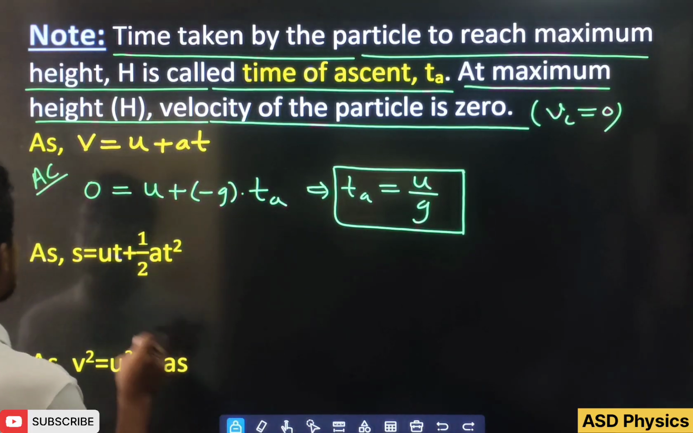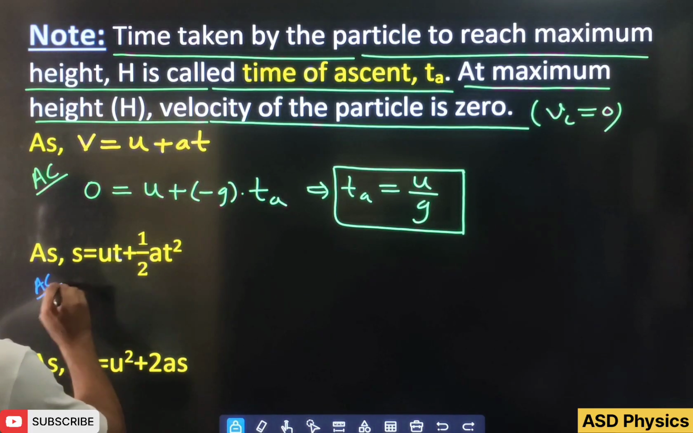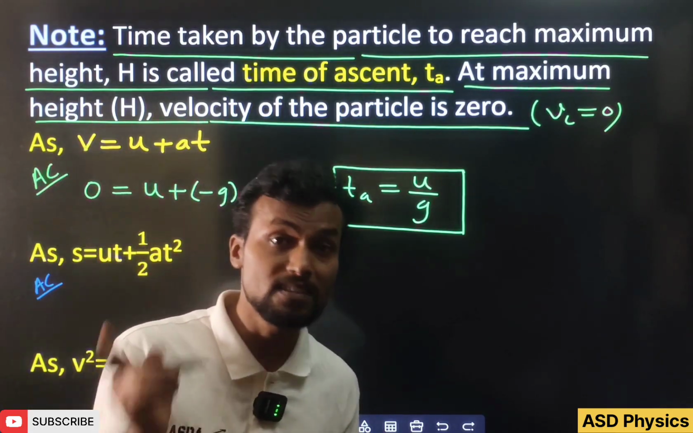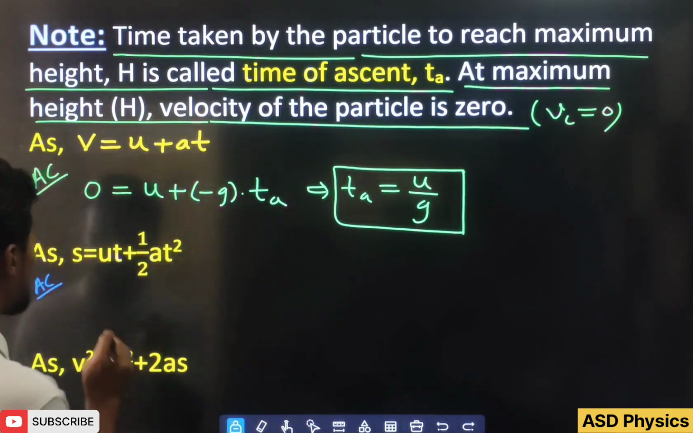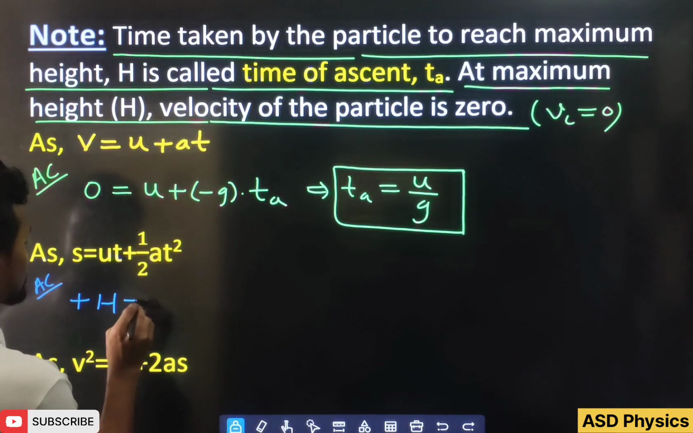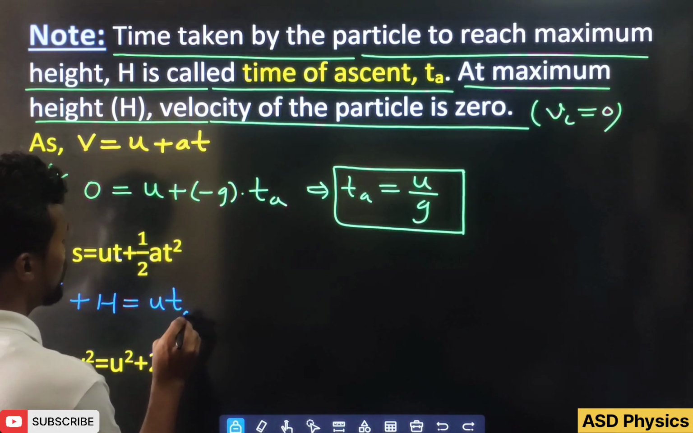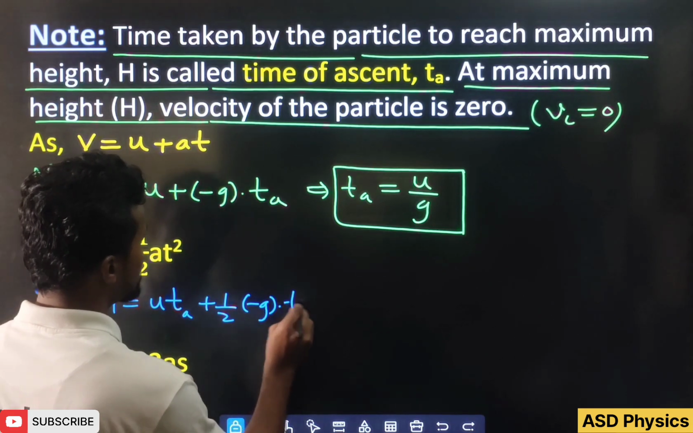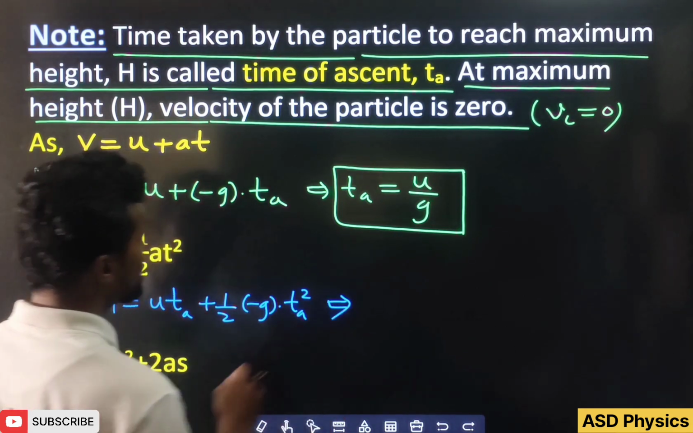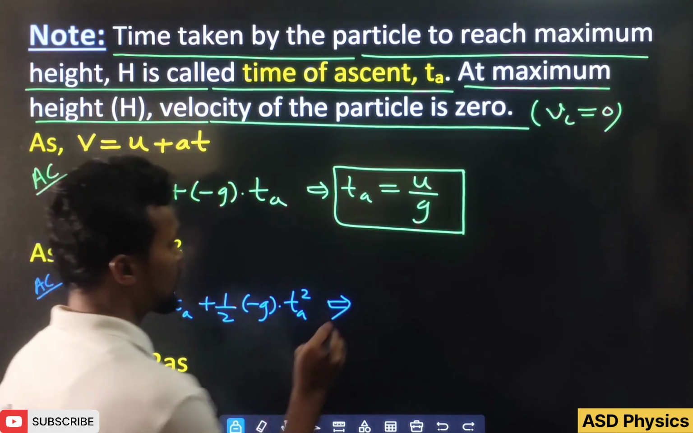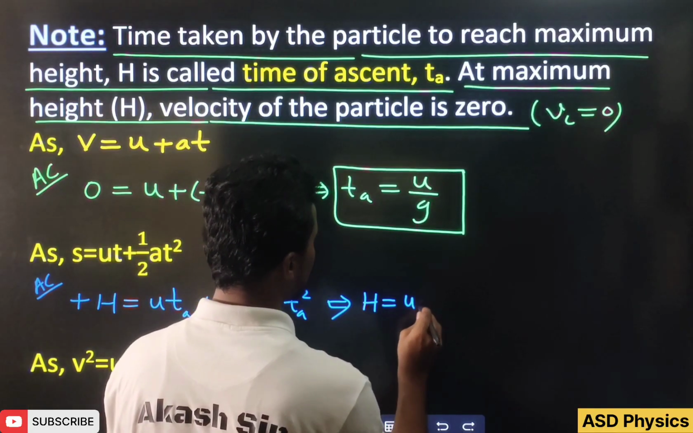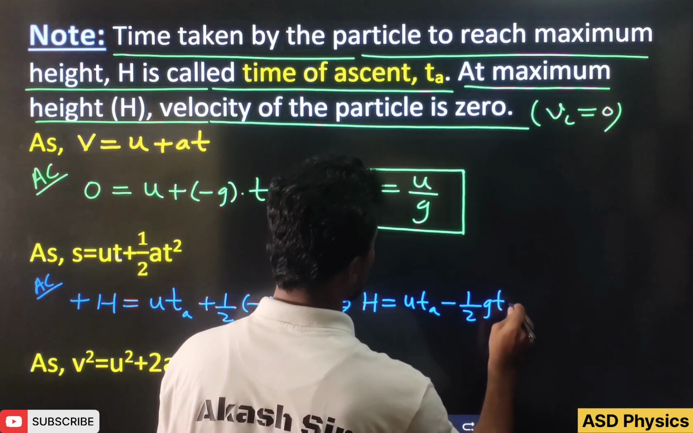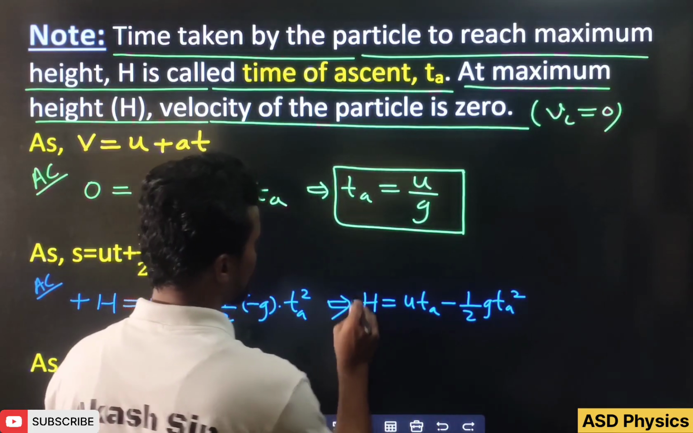After that, remember, the second thing: if I use the equation from A to C, in the diagram you can see the height is plus h. So plus h equals u Ta plus half a, how much here? Minus g into Ta square. When you simplify this, it becomes h equal to u Ta minus half g Ta square.